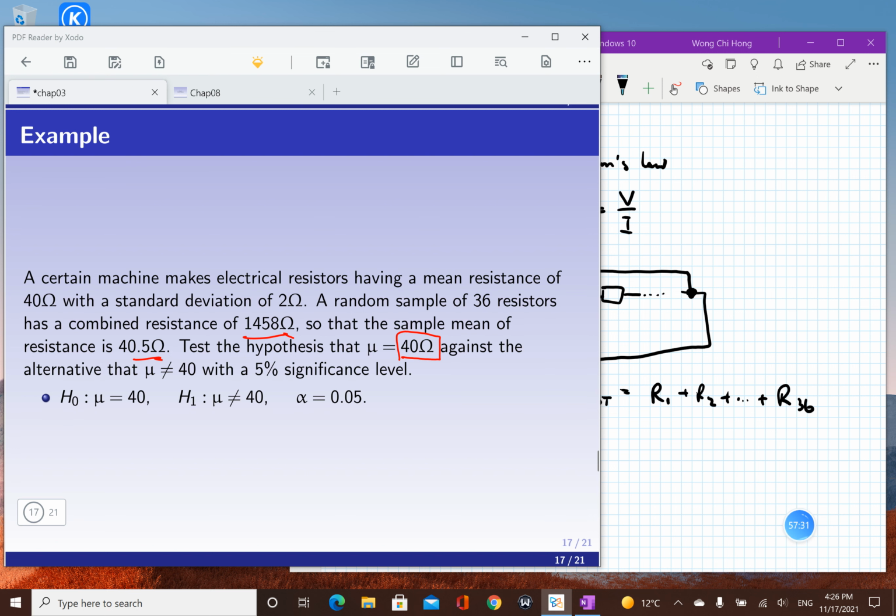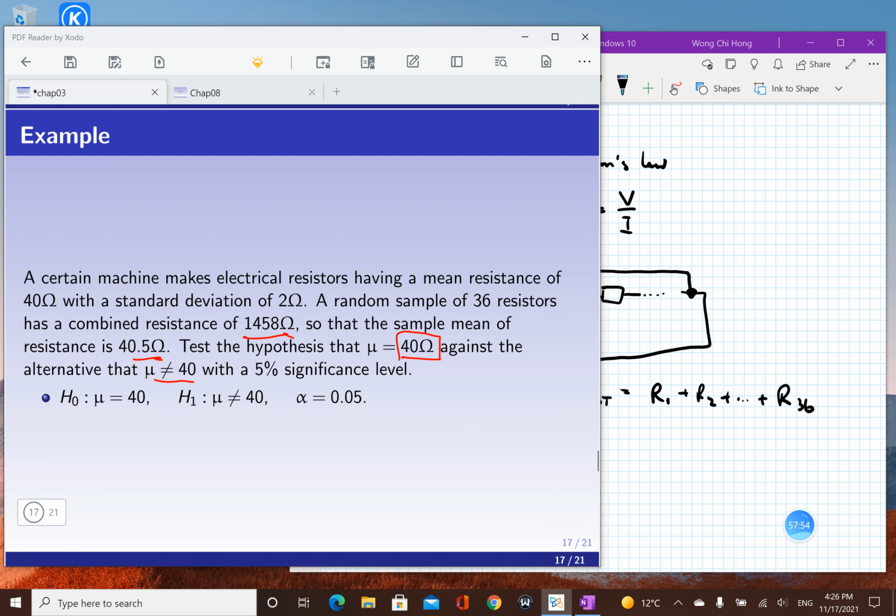But my experiment results give me 40.5. What does that mean? Is it too different from 40? Is 40.5 too large? That's what we are doing here, having a hypothesis test. Checking whether mu is 40 or not equal to 40 with a 5% significance level.